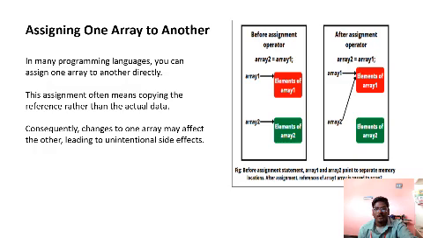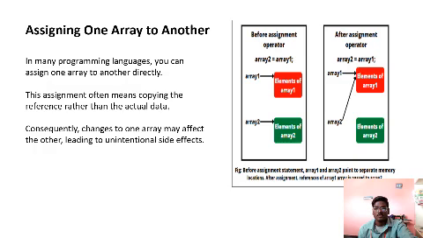Assigning one array to another. In many programming languages, you can assign one array to another directly. This assignment often means copying the reference rather than the actual data. Consequently, changes to one array may affect the other, leading to unintended side effects.